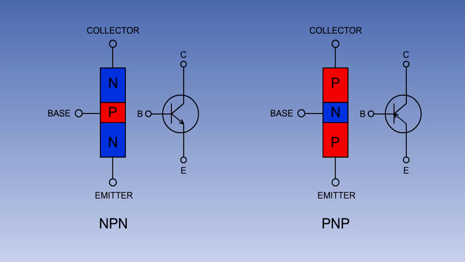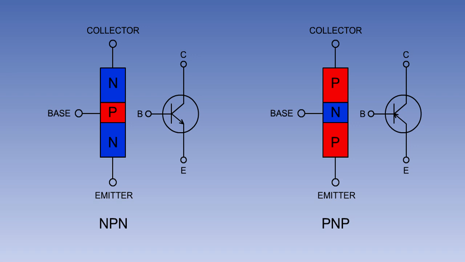The circuit symbol for each transistor is shown here. As you can see, the symbols differ only in regard to the direction of the arrow between the base and the emitter. The arrow always points in the direction of conventional current flow. For an NPN transistor, it points from base to emitter, and for a PNP, from emitter to base.